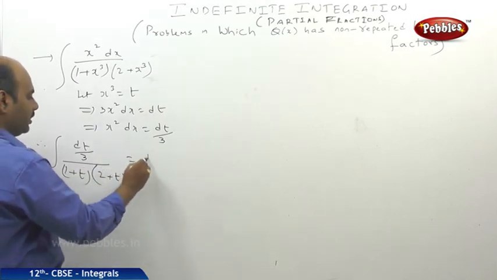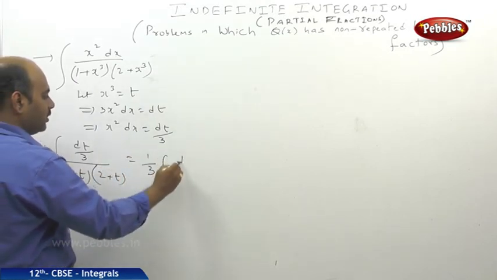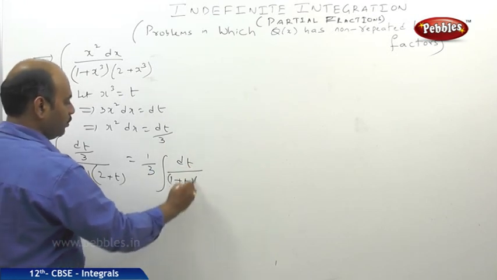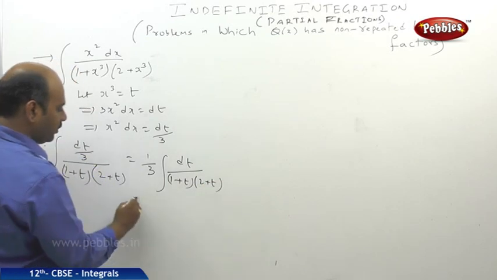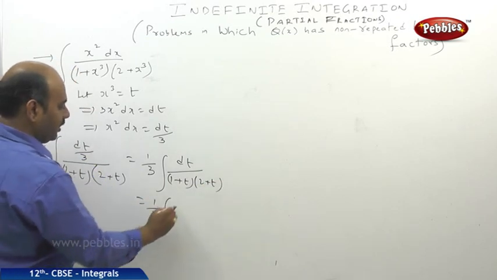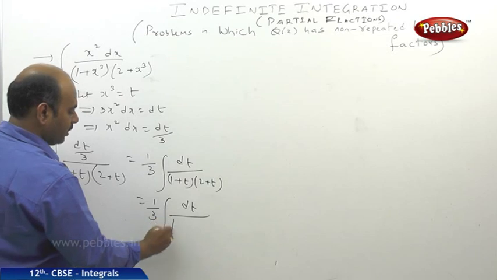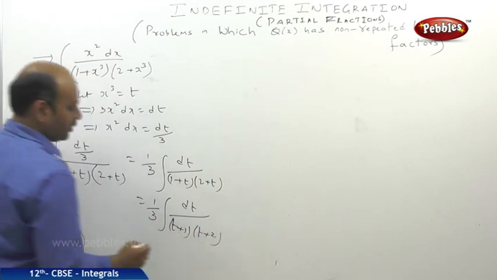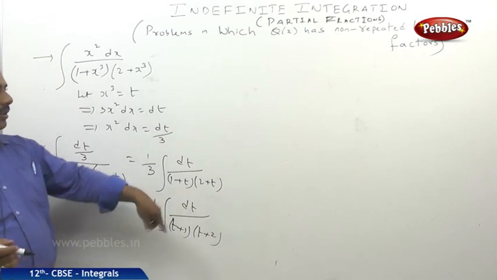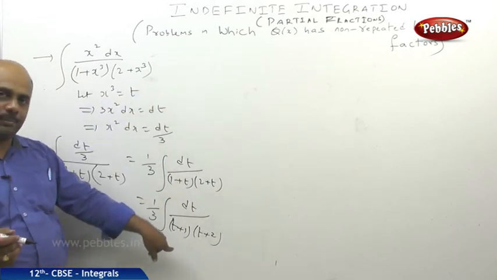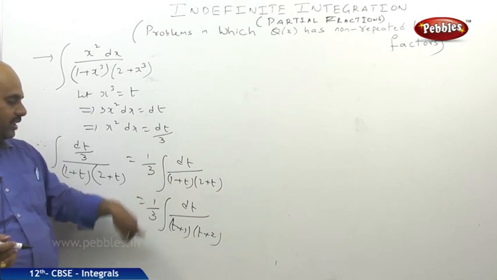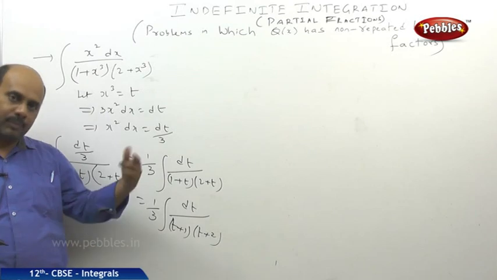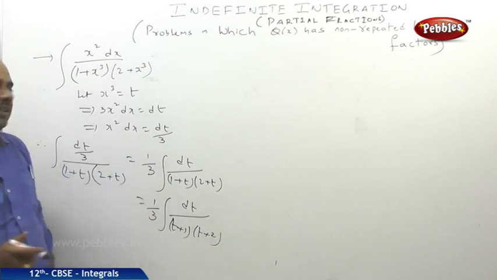So finally, with 1 by 3 coming outside, the problem has become dt by 1 plus t into 2 plus t. If you want to write it in a neater manner, 1 by 3 into dt divided by t plus 1 into t plus 2. Now if you observe carefully, it is of the form that can be solved by partial fractions. That means 1 by 3 dt by t plus 1 into t plus 2. Now we shall go by partial fractions and then apply our integration.